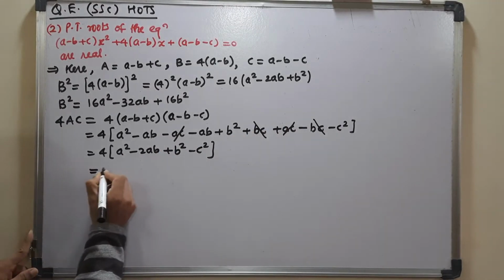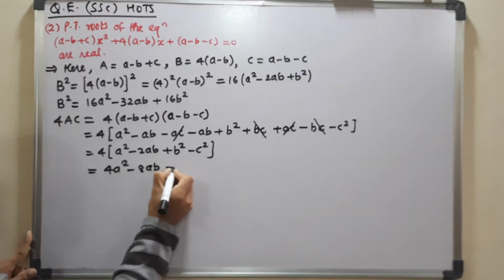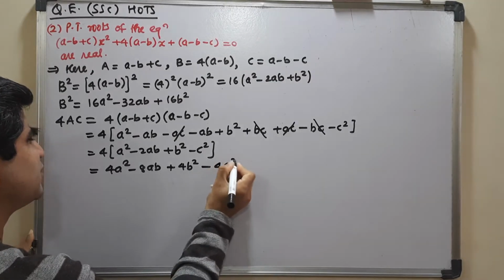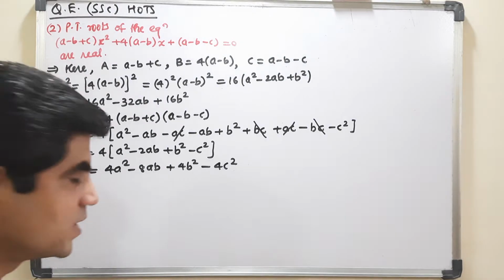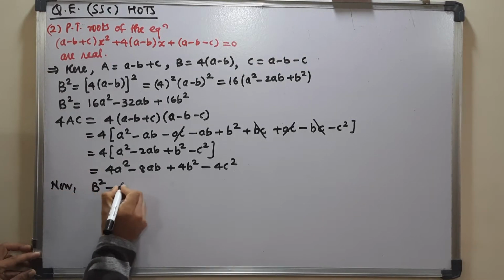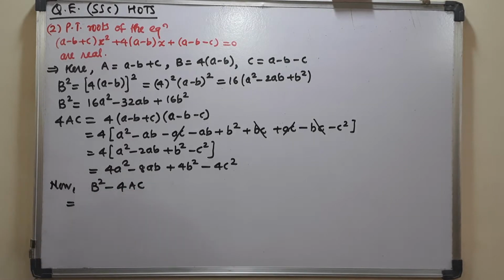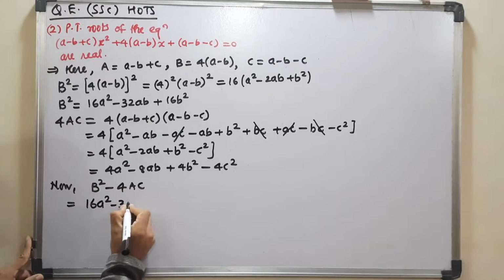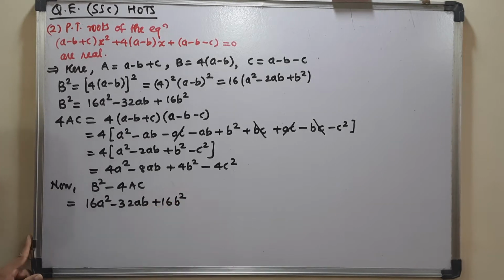On opening the bracket, you get 4a square minus 8ab plus 4b square minus 4c square. So you got b square and 4ac. Now you find the value of b square minus 4ac. b square minus 4ac will become 16a square minus 32ab plus 16b square. Agreed?